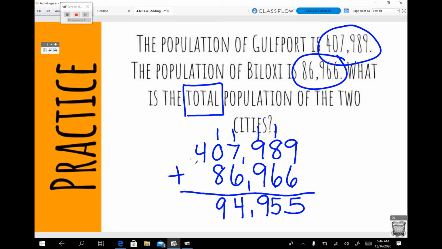And then in my 100,000s place, I only have a 4. So we're going to pretend like this is a 0. 4 plus 0 is 4. So our answer is 494,955.